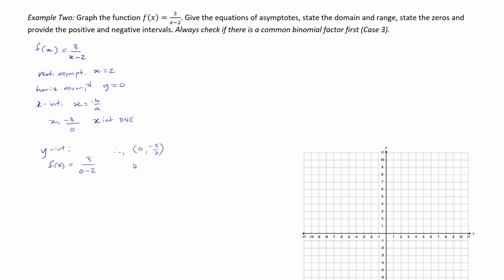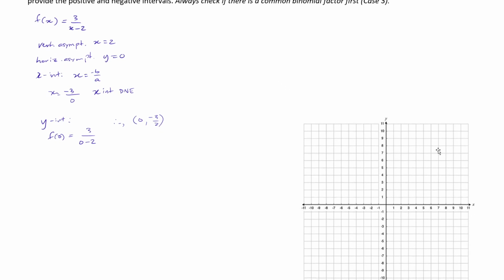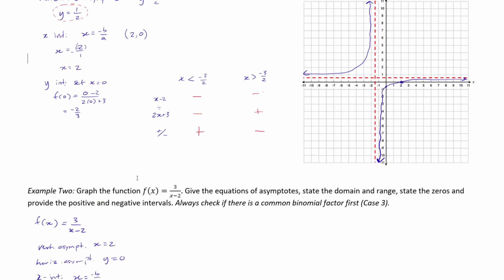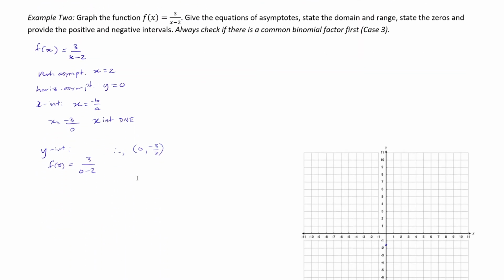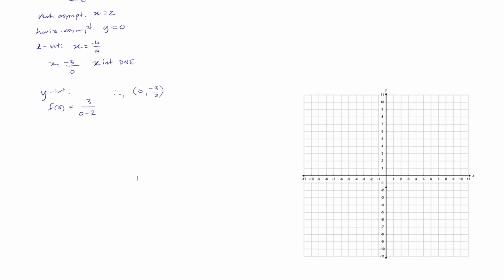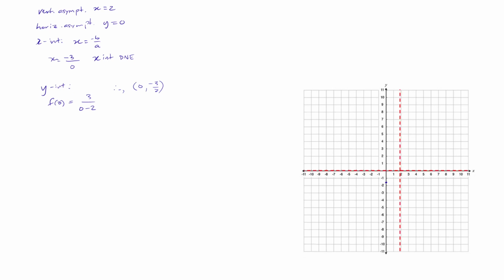Okay, so when we set x equal to 0, my y-intercept is negative 3 over 2. So that means my y-intercept is somewhere down here. Okay, negative 1/2. The next thing we're going to do is plot my vertical asymptote and my horizontal asymptote. By plotting my vertical and horizontal asymptote, I see that my y-intercept is located right here.